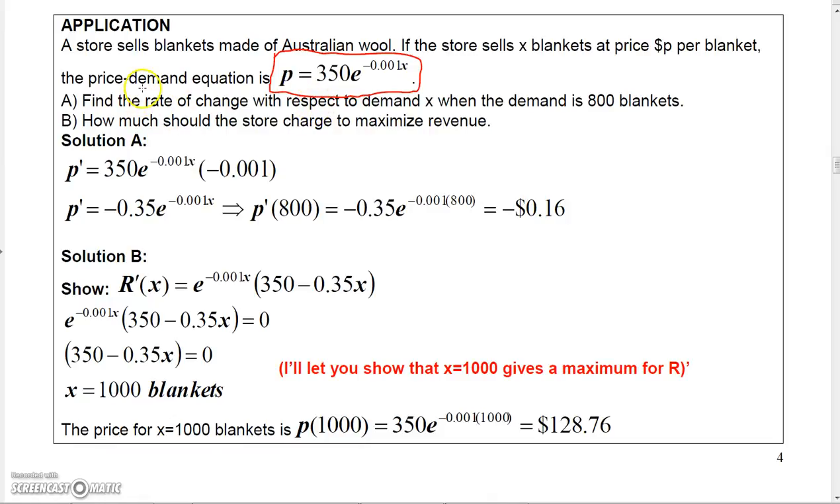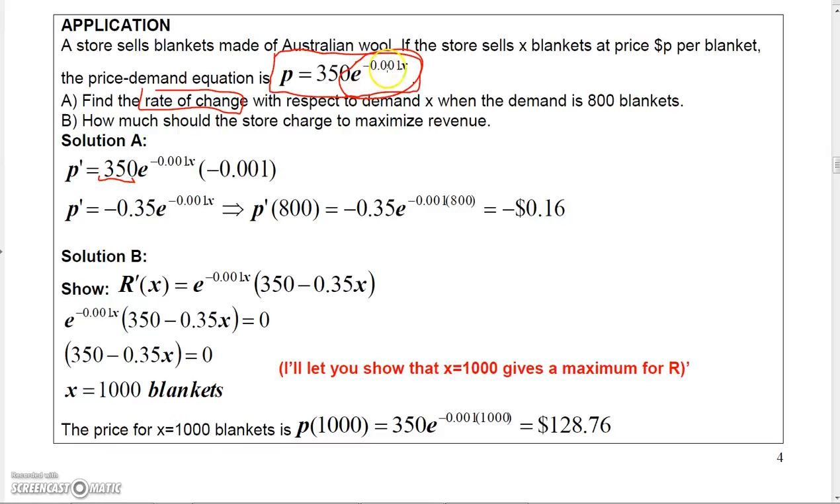It says find the rate of change. Rate of change, that's important because that means the derivative. So find the rate of change with respect to demand when the demand is 800 blankets. So now I need to find the derivative of this with respect to x. Well, the 350 would just stay there, the constant. And then I would have to find the derivative of this.